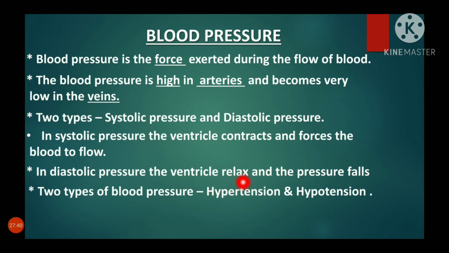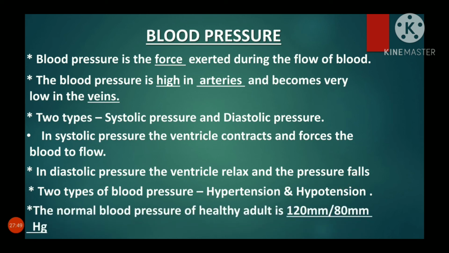Hypertension is high blood pressure. Hypotension is low blood pressure. The normal blood pressure of a healthy adult is, remember students, 120 mm to 80 mm Hg. That is the pulse rate. This is the blood pressure.